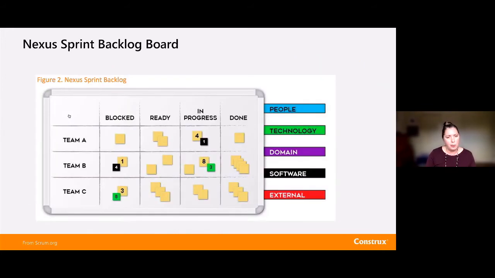A real keystone inside of Nexus is this idea of a Nexus sprint backlog. So having a backlog and then having a board, and that board's really about visualizing the dependencies across the team, understanding what teams have items that are really ready, what teams have items that are blocked, what team is working on an item that's going to then be ready for another team soon. And this would be something that the Nexus integration team would hold its daily at to look at those interdependencies across all of the teams.